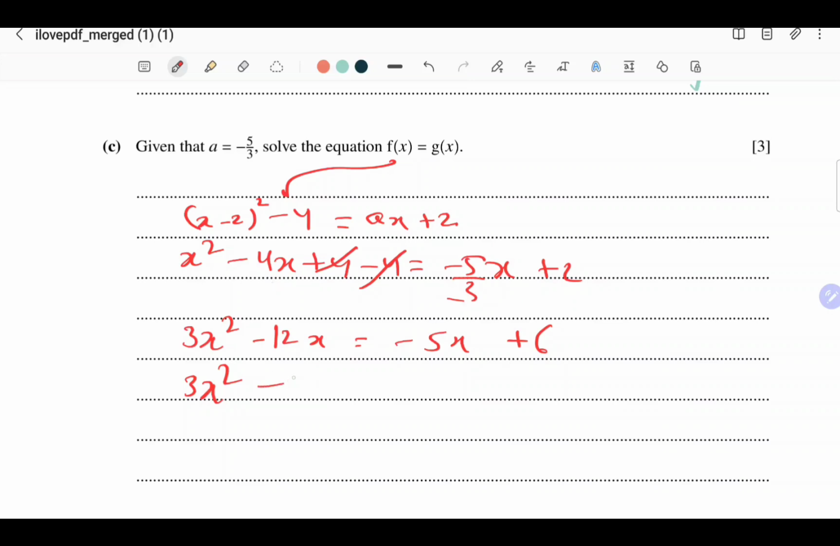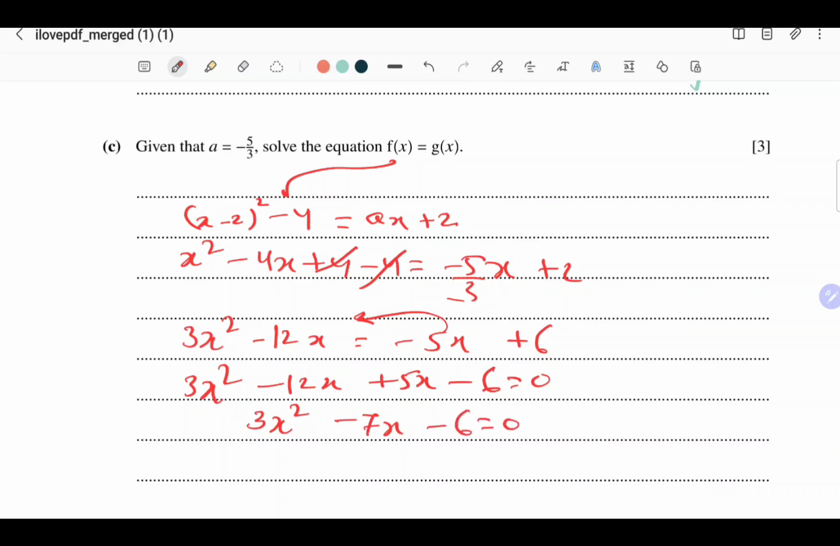So 3x square minus 12x, and the 5x will come to the left side, and the 6 you have to take to the left side. So 3x square minus 7x minus 6 equals 0, right?